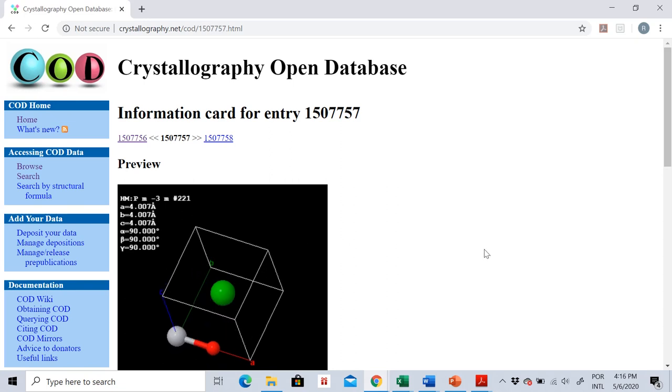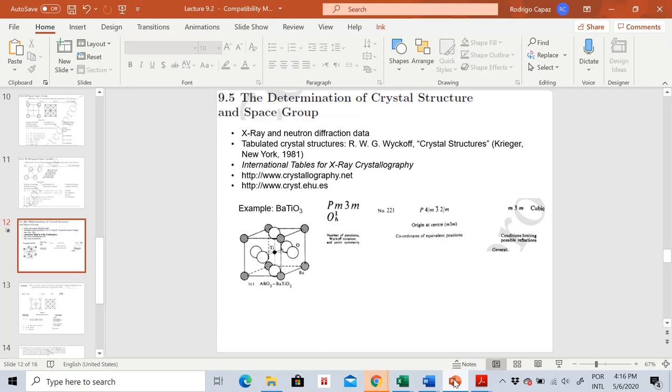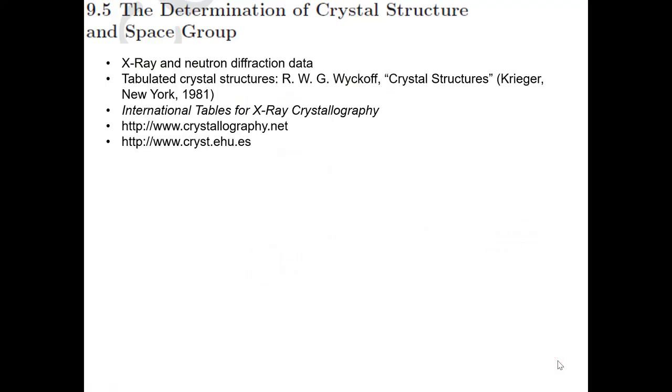Okay, this is one possible way of searching for these databases. And in one of the problems in our problem set, you will have to do that, okay, for a different compound.